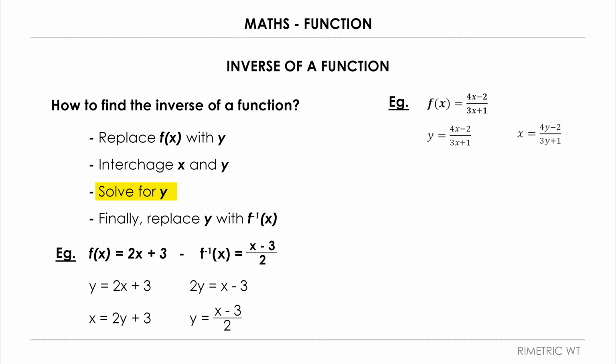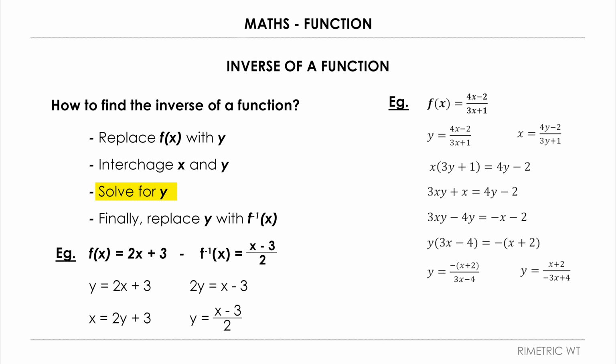Then we solve for y. So first we crisscross and get x times 3y plus 1, which equals 4y minus 2. When we distribute, we get 3xy plus x, which equals 4y minus 2. Then we collect y's to one side and get 3xy minus 4y equals minus x minus 2. Then we take y as common and get y times 3x minus 4 equals minus, in common, x plus 2. Now we divide both sides by 3x minus 4 so that y can remain by itself.